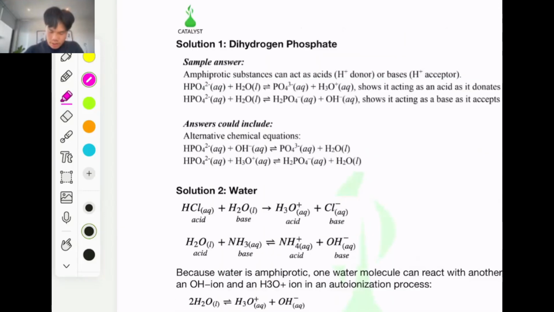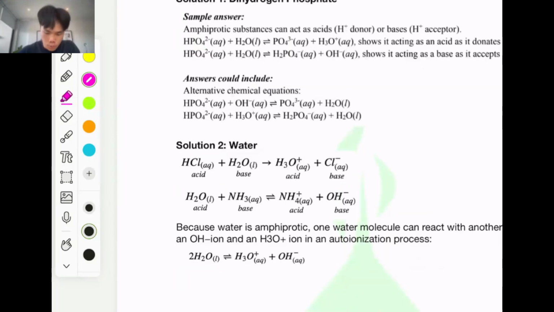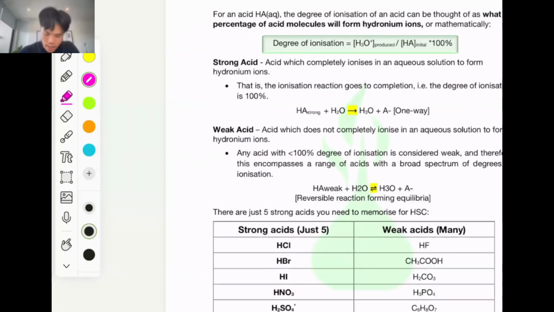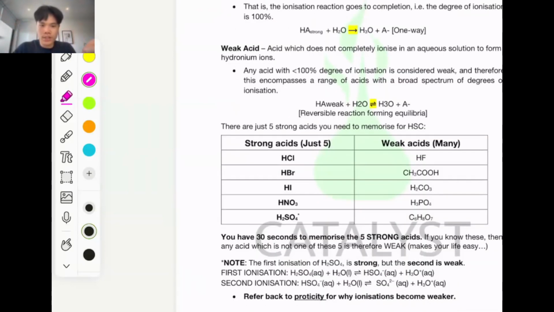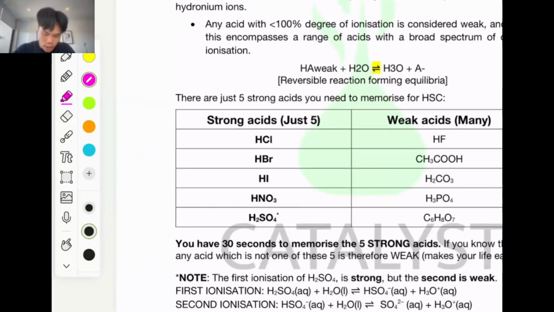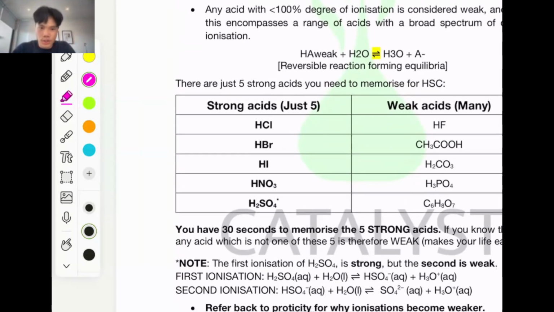And I think that's pretty much all on amphiproticity. There's two more cases, the dihydrogen phosphate one, as well as showing water as amphiprotic. And you can do either of those through these two ways. So that's all on amphiproticity. Acid strength, we should know a strong acid dissociates 100%, a weak acid dissociates anything less than 100%. You have 5 strong acids that you remember for HSC: HCl, HBr, HI, HNO3, H2SO4. And everything else you consider weak.